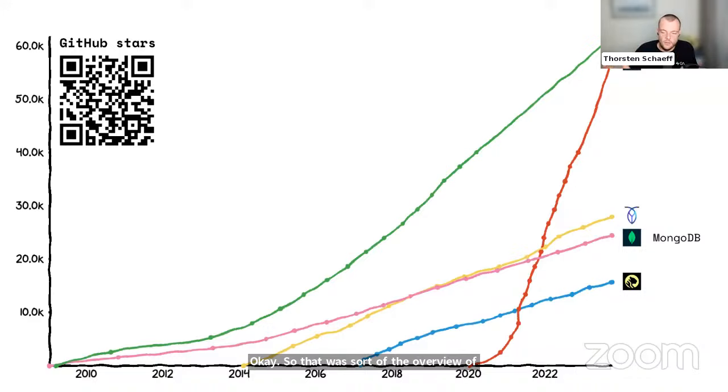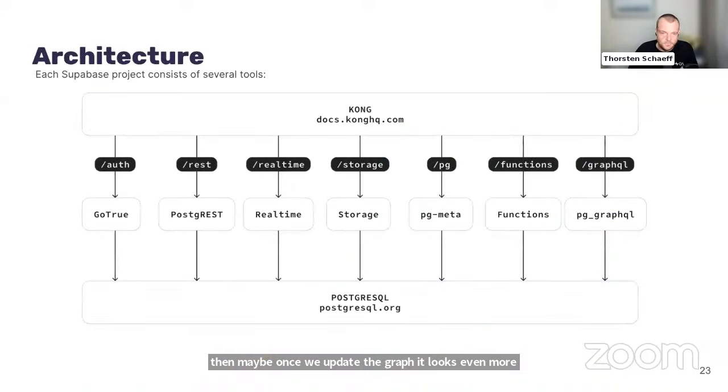Now, again, I mentioned it's open source. I actually need to update this graph. It's just showing you how the community is embracing it. If you haven't started on GitHub yet, you can scan the QR code there and leave us a little star. And then maybe once we update the graph, it looks even more impressive. But yeah, fully open source.